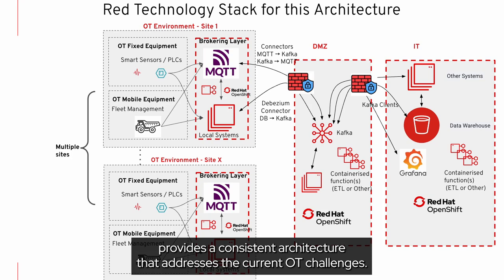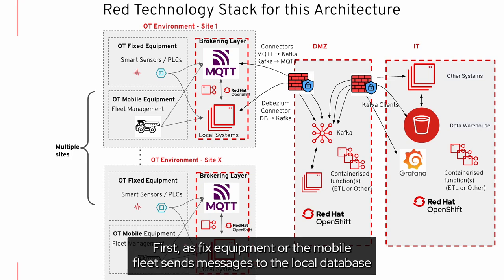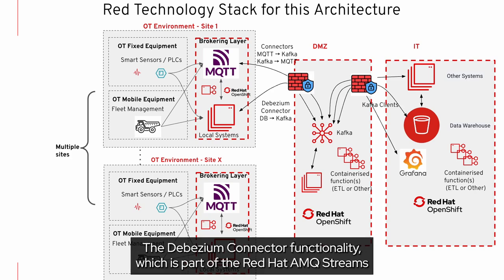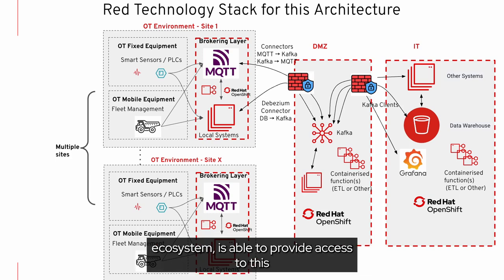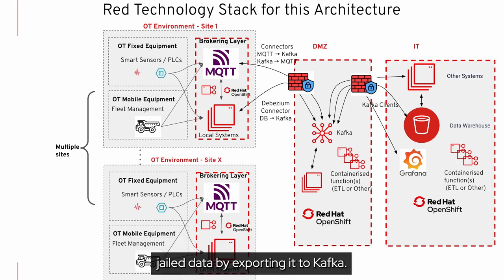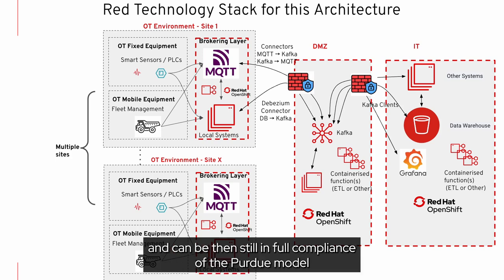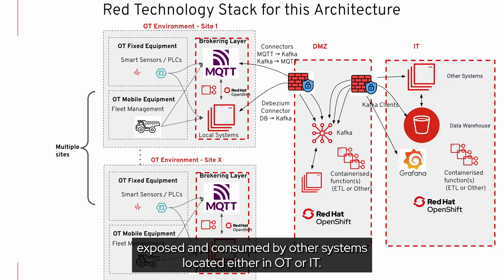current OT challenges. First, as fixed equipment or the mobile fleet sends messages to the local database systems, typically through an aggregation or brokering layer, often MQTT, the Debezium connector functionality, which is part of the Red Hat AMQ Streams ecosystem, is able to provide access to this jailed data by exporting it to Kafka. This is done without impact to the existing OT applications and can then, still in full compliance of the Purdue Model, be exposed and consumed by other systems located either in OT or IT.